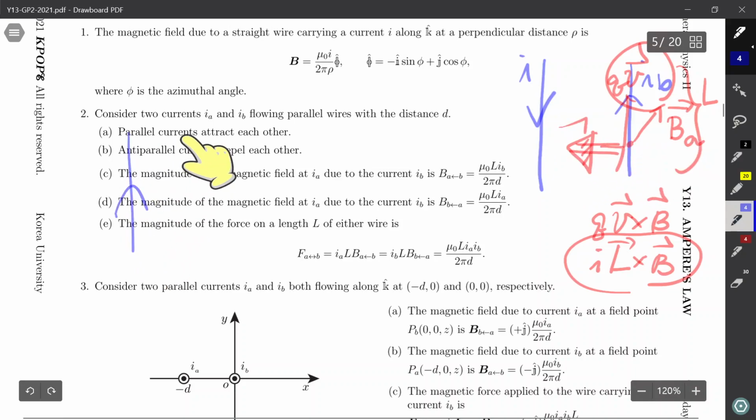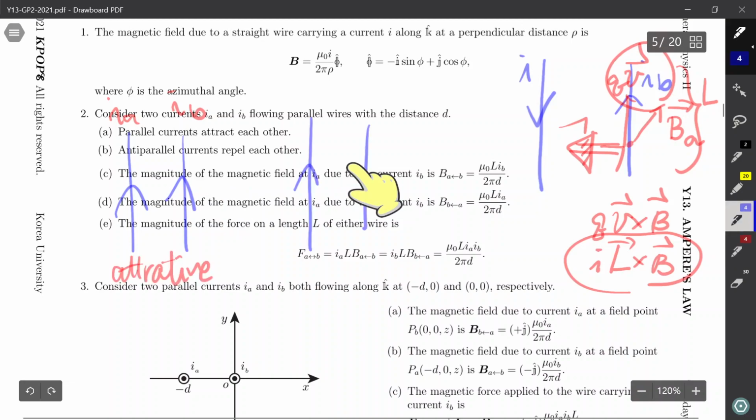Therefore, parallel currents I_A and I_B have an attractive force, and anti-parallel currents are repulsive.